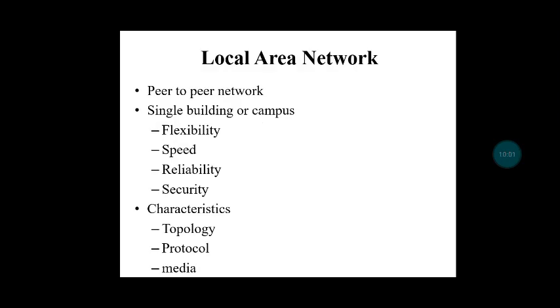In a local area network, nodes or computers connect peer to peer, so one node connects to another node. We use different types of topology to connect the network. For a simple building or campus, we use a local area network. A whole organization or educational institution mostly uses a local area network. Within a campus, it connects n number of nodes. Its main advantages are flexible speed, reliability, and security. Its two characteristics are that we can use any type of topology, using protocols and media.